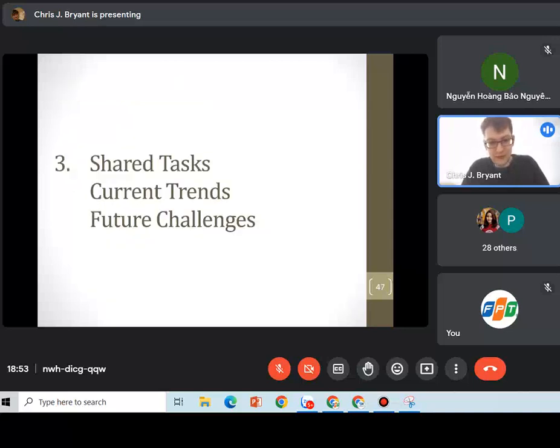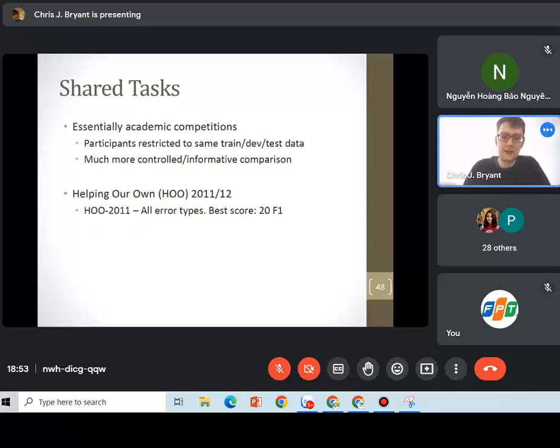So now on to the final part: shared tasks, current trends, and future challenges. I mentioned these shared tasks a few times. Effectively they're academic competitions where everyone is given the same data to build a model and just has to do as best as they can. They don't get given the test data, which is hidden. And so then it's just a race to see who can build the best system in one month, two months' time.